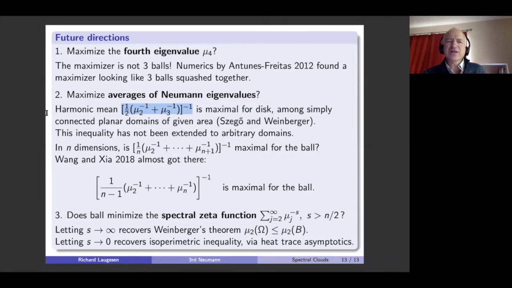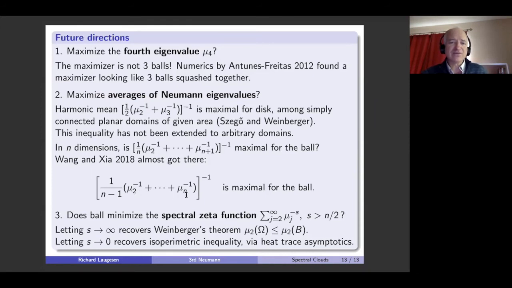But there's something that's very close. Maybe somebody on the chat can chime in there. There's a paper by Wang and Xia from 2018 in n dimensions. In n dimensions, you'd like to go up to the n plus first eigenvalue, just like in 2 dimensions, you go up to the third eigenvalue. Wang and Xia almost got there, and maybe in fact this is the best that can be done, I don't know. They averaged the n minus 1 eigenvalues from mu2 up to mu n.